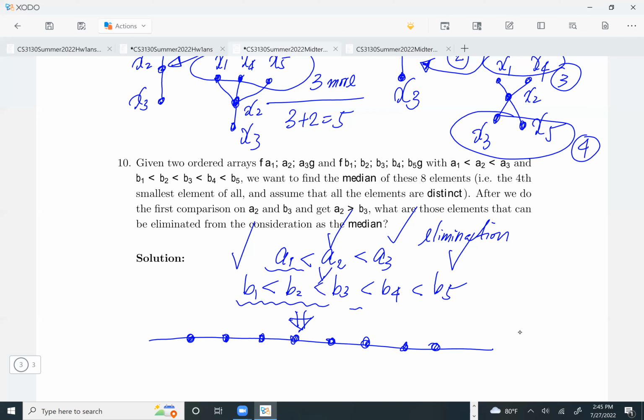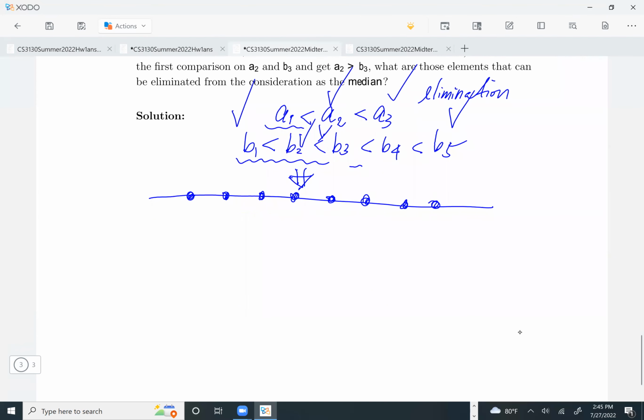All right, B2, all right? Yeah. And B3 is less than 2 elements in the B array and 2 elements in the A array, so 4, but not enough to exclude it from the median consideration. We only find 4 elements for sure greater than B3, but A1 we don't know. A1 is possibly greater or less than B3. We don't know, unknown. So B3 cannot be eliminated. Then you can see the answer.